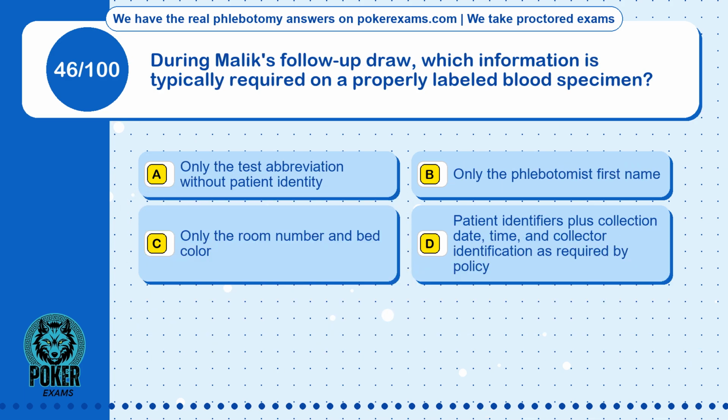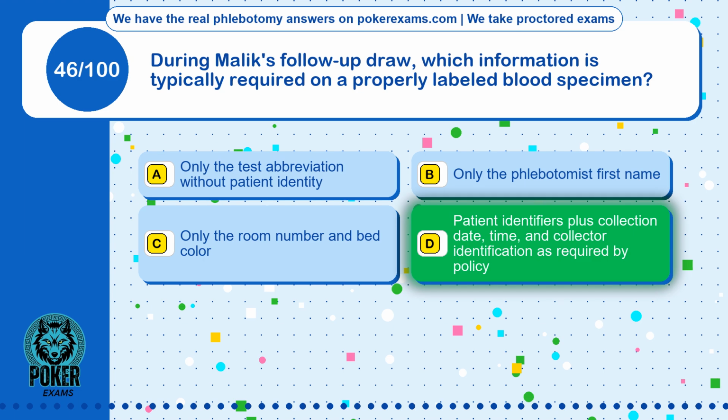Question 46. During Malik's follow-up draw, which information is typically required on a properly labeled blood specimen? Option A. Only the test abbreviation without patient identity. Option B. Only the phlebotomist first name. Option C. Only the room number and bed color. Option D, patient identifiers plus collection date, time, and collector identification as required by policy.